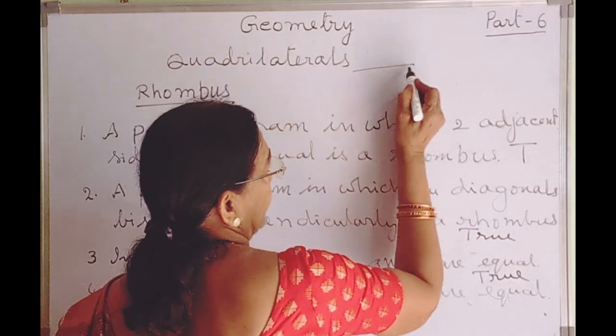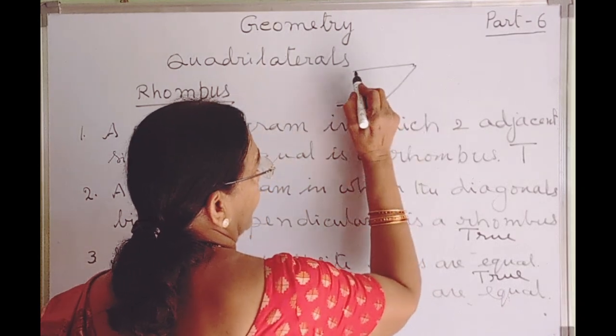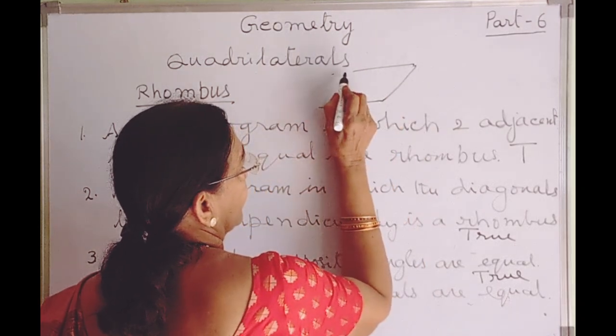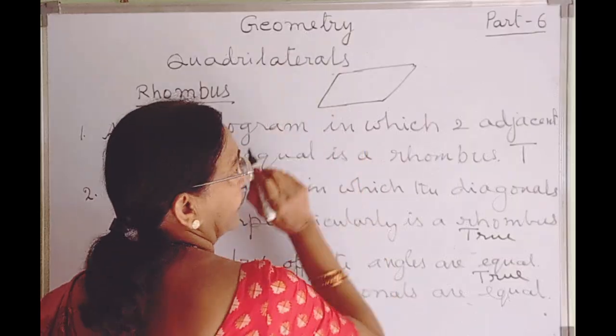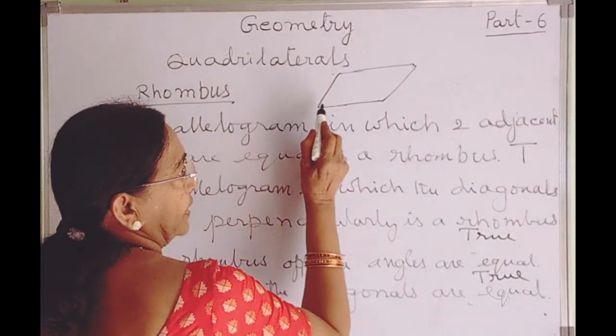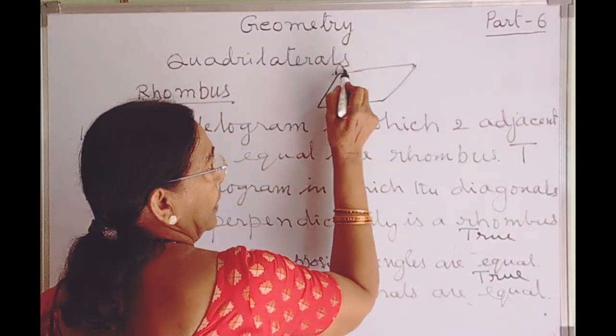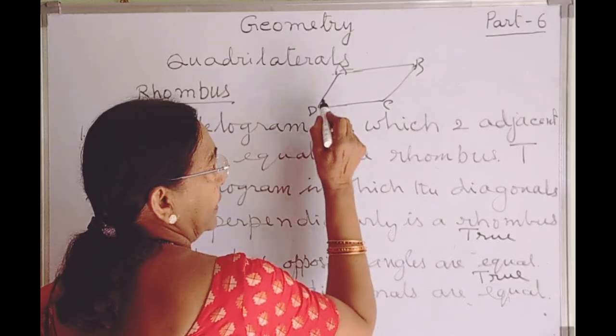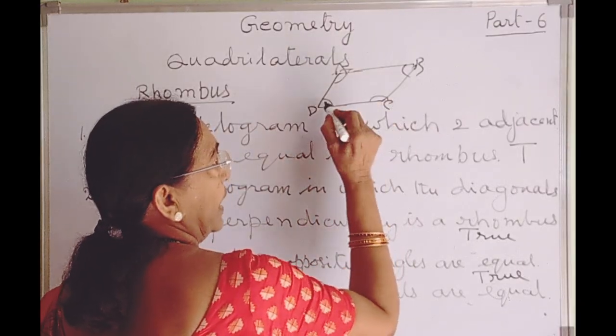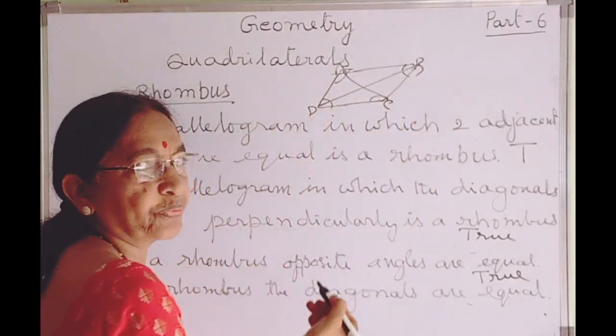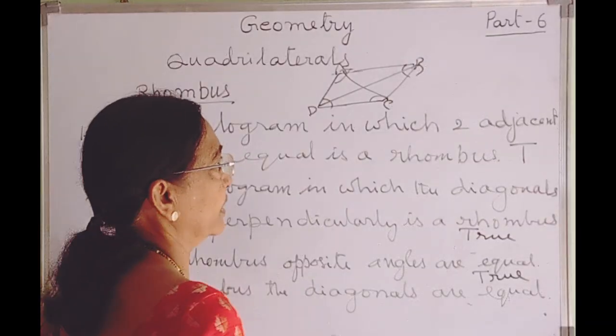Let us see. This is a parallelogram ABCD. This side is not equal to this. Here the opposite angles are equal. The diagonals are not equal. It is clearly seen that the diagonals are not equal.